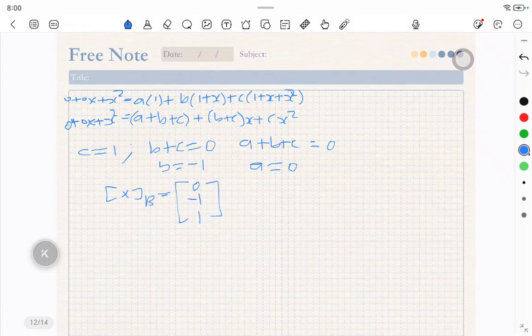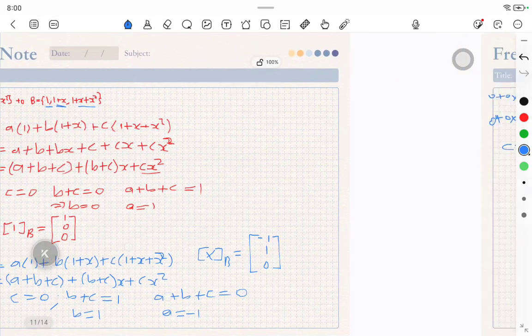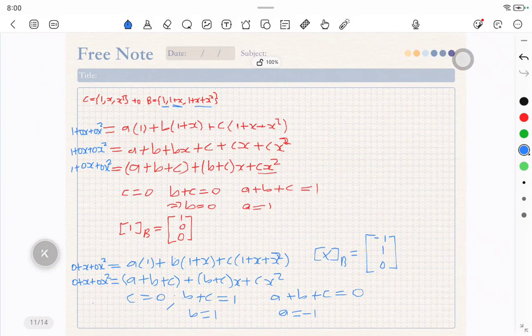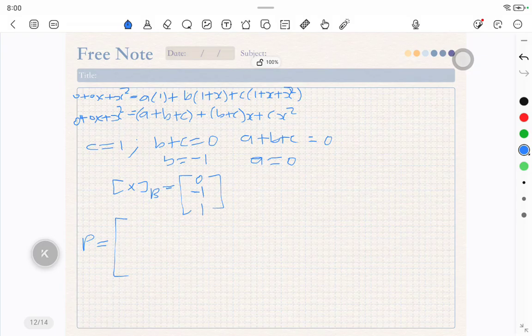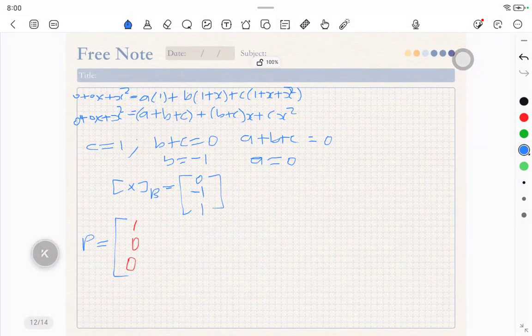So let's check the transition matrix. They say we should find the transition matrix from C to B, right? So we can just name it P. The first coordinates were 1, 0, 0, and the second ones were negative 1, 1, 0, and 1, minus 1, 0. Then this is our matrix. Are we fine? So this is what we have, right? This is our transition matrix.